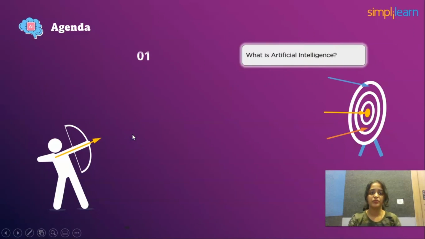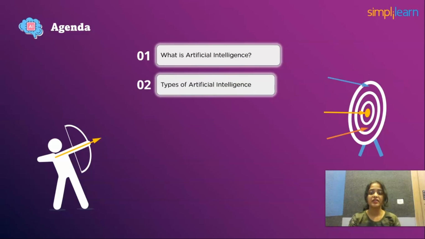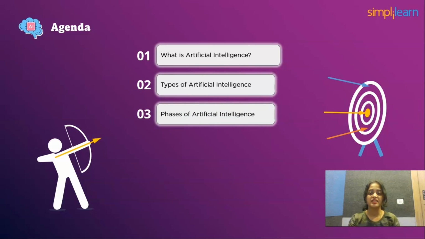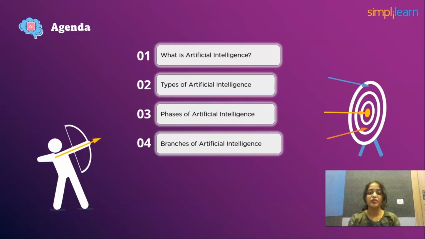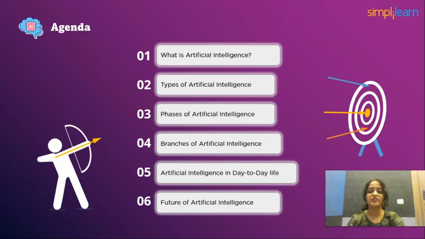So what's in for you? First, let's discuss what exactly is artificial intelligence. Next, we will cover different types of artificial intelligence. Then comes the interesting concept, phases of artificial intelligence. Following that, we will look at branches of artificial intelligence. Then we will talk about AI in daily life. Finally, the future of artificial intelligence will be discussed.